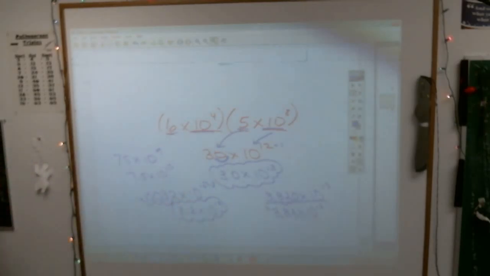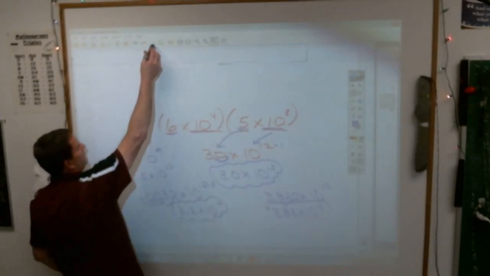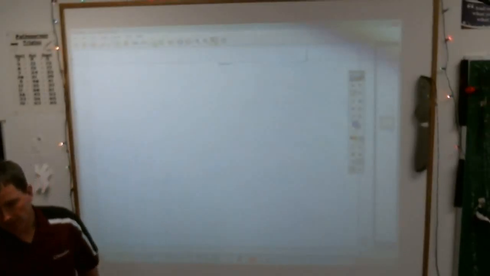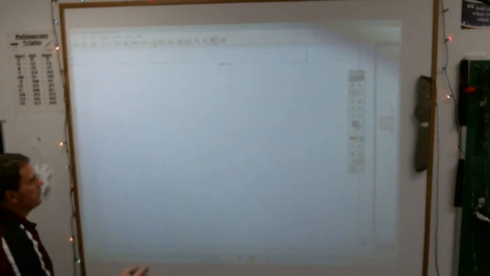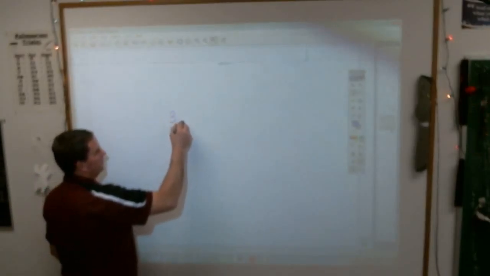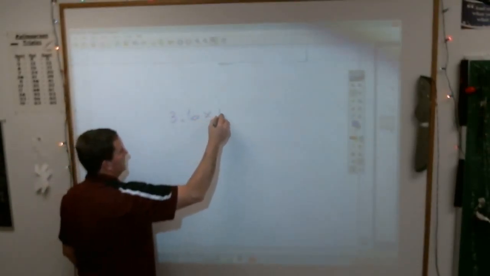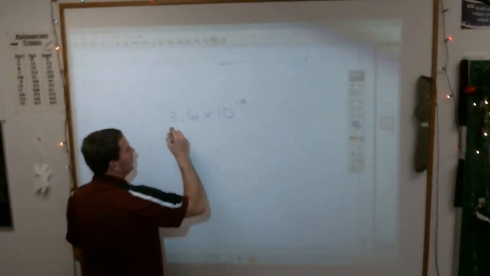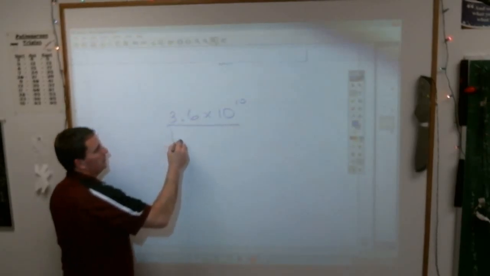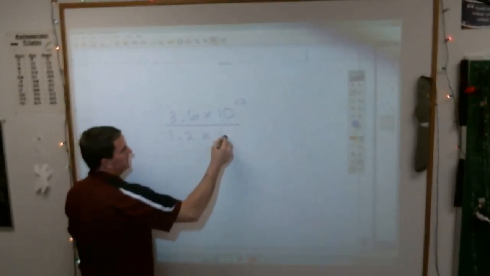That's kind of the big chink in all this. Now, we didn't cover this. Not only do we have to be able to do addition and subtraction, and multiplication, we have to be able to do division. So this is what a division problem would look like. 3.6 times 10 to the 10th over 1.2 times 10 to the 8th.